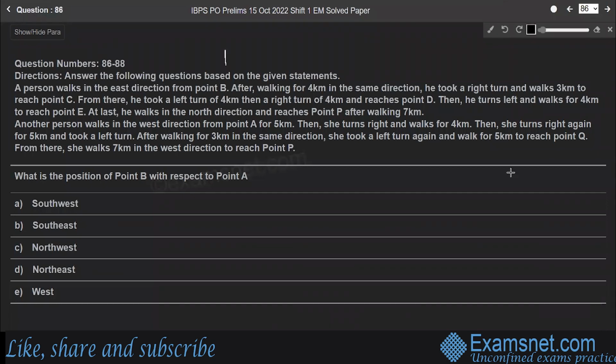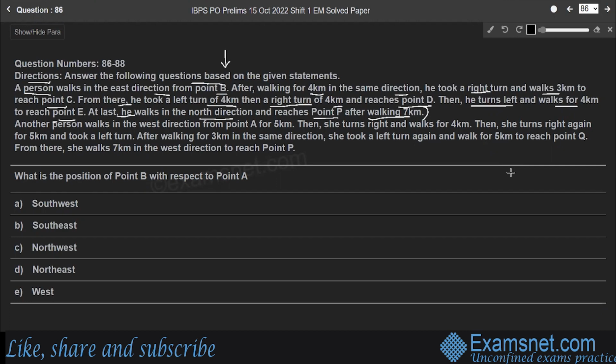Questions from 86 to 88 are based on the below information. Here direction is answer the following questions based on the given statements. A person walks in the east direction from point B. After walking for 4 km in the same direction, he took a right turn and walks 3 km to reach point C. From there, he took a left turn of 4 km, then a right turn of 4 km and reaches point D. Then he turns left and walks for 4 km to reach point E. At last, he walks in the north direction and reaches point P after walking 7 km.